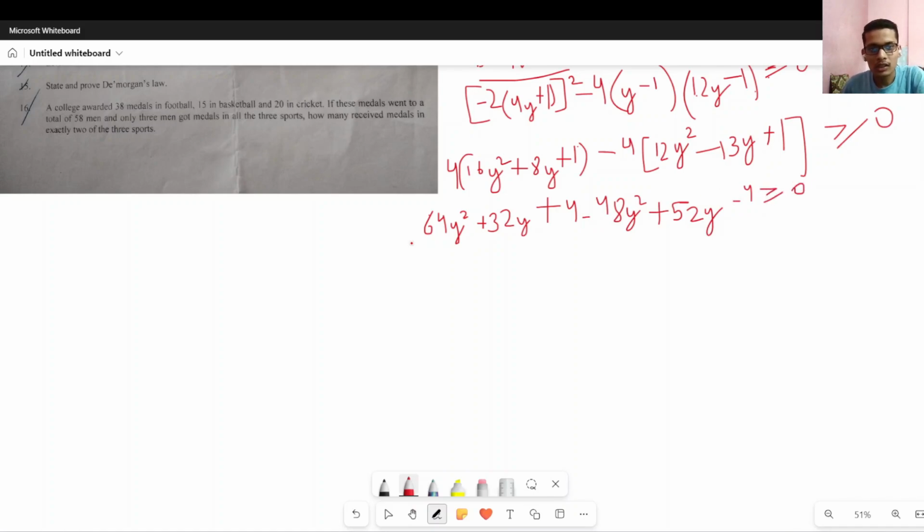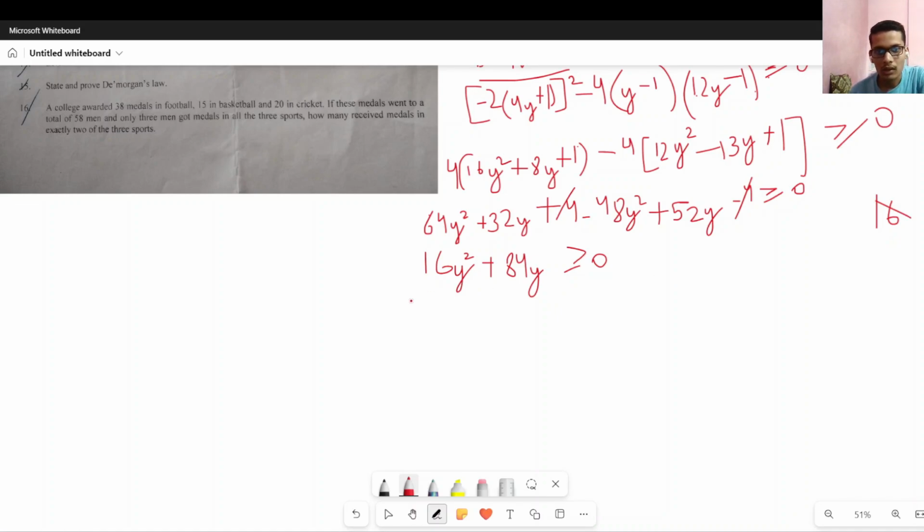Okay. Now 64 minus 48. What will be the answer? 5, 14, 16. 16y square, 32 and 52 added will give 84, if I'm not wrong. 84y. Then plus 4 and minus 4 will be cancelled. Okay. It will be greater than or equal to 0. Can we take 16 common from here? 16, 5, 80. No, no, we cannot take.